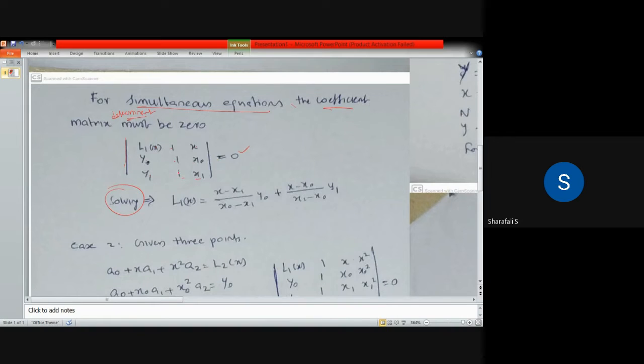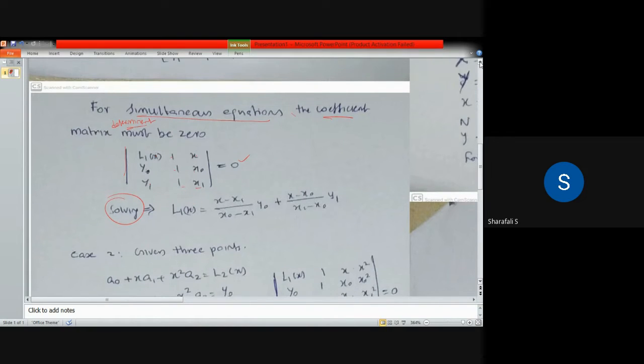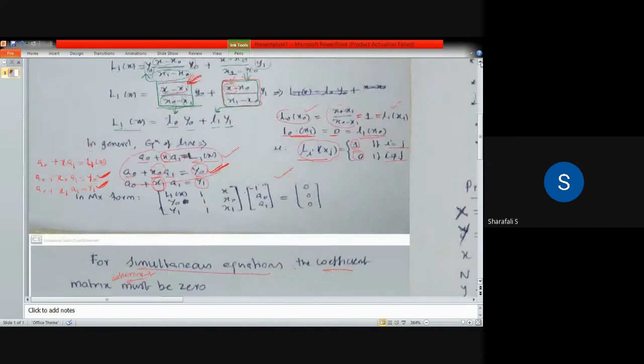So this will be equal to 0. This is another way of representing the same equation by using the matrix method. We have that equation here. You can see that L1 of x is nothing but this equation, L0 times y0 plus L1 times y1.